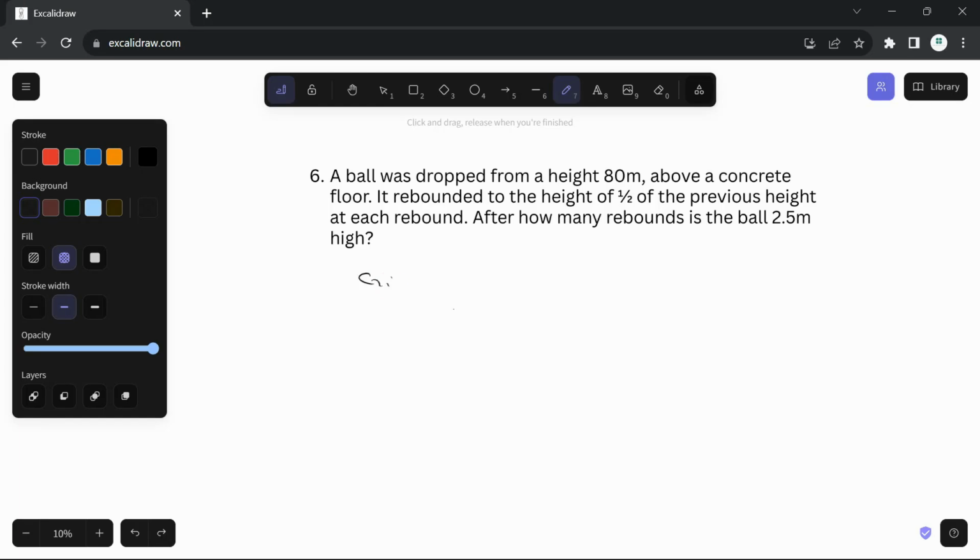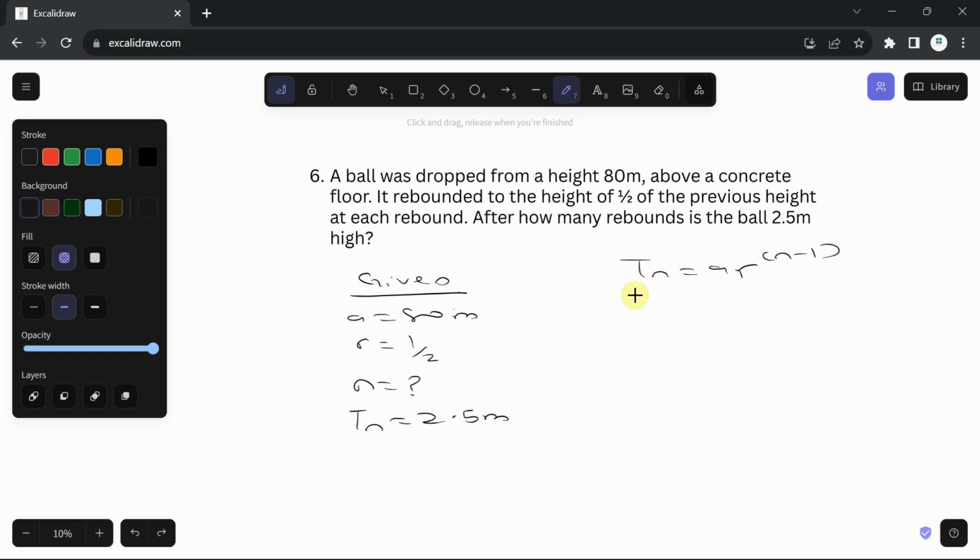What are we given? Our a is 80 meters, right? The ratio is half because it's going to be reducing by half every time. Then we want to find after how many rebounds the ball is 2.5 meters. So that means we want to find the n, the nth time that the value, which is tn, will be 2.5 meters. Great. So we know our formula is tn equals a r raised to the power of n minus 1. So our tn is 2.5, our a is 80, our r is half raised to the power of n minus 1.